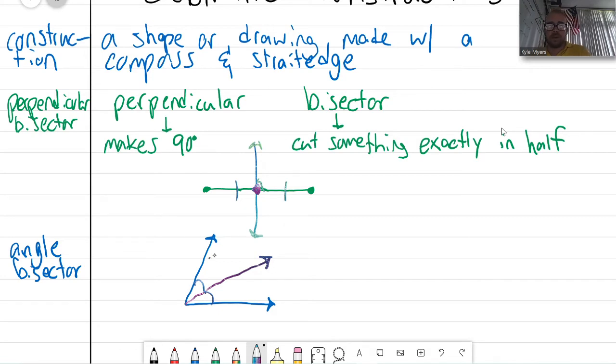So this could be like 30 degrees and this could be 30 degrees maybe. All right, it doesn't have to be 30, but whatever it is, it's the same. Each of those two angles that I just created are the same measure because I cut the angle in half. All right, so those are the two biggest things.